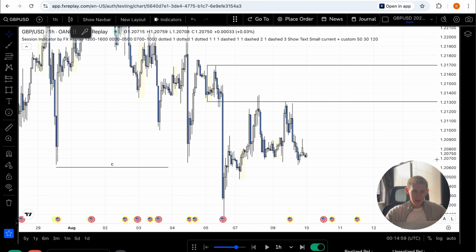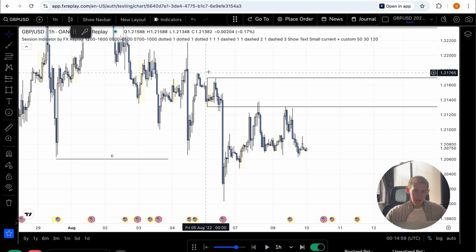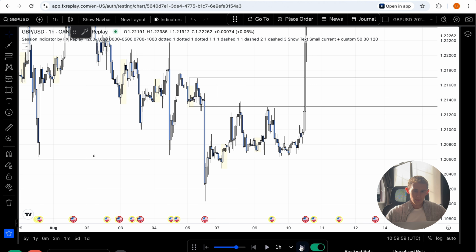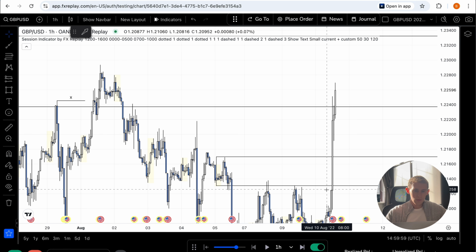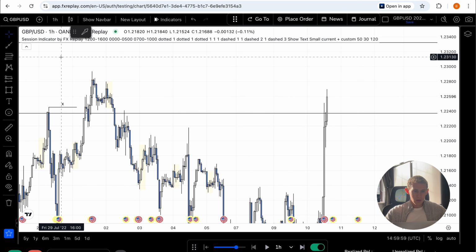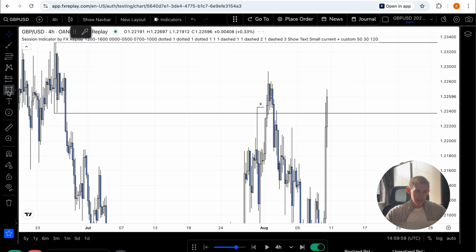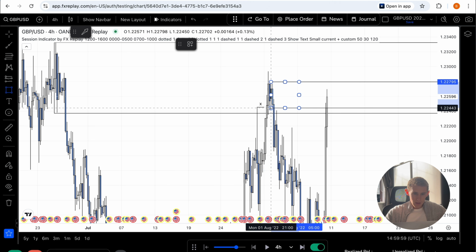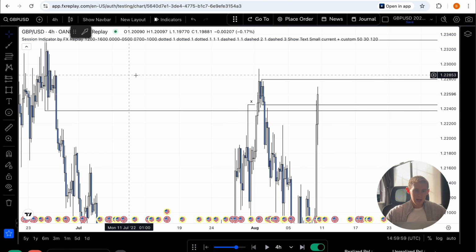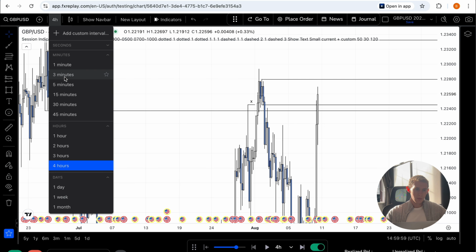I'm not really seeing anything I like at the moment. Price is just consolidating below the supply. So the last area I would consider here for the sells would be this 4 hour supply, which you can see price has taken out all of the liquidity in this range into.